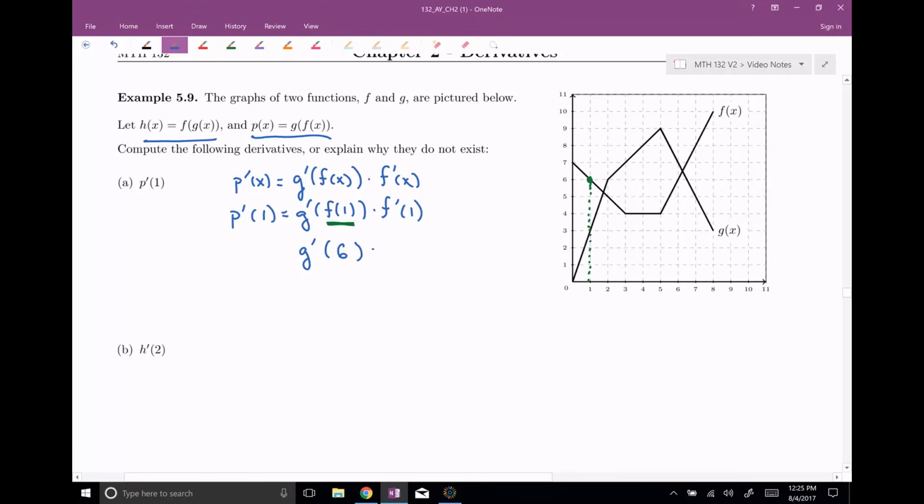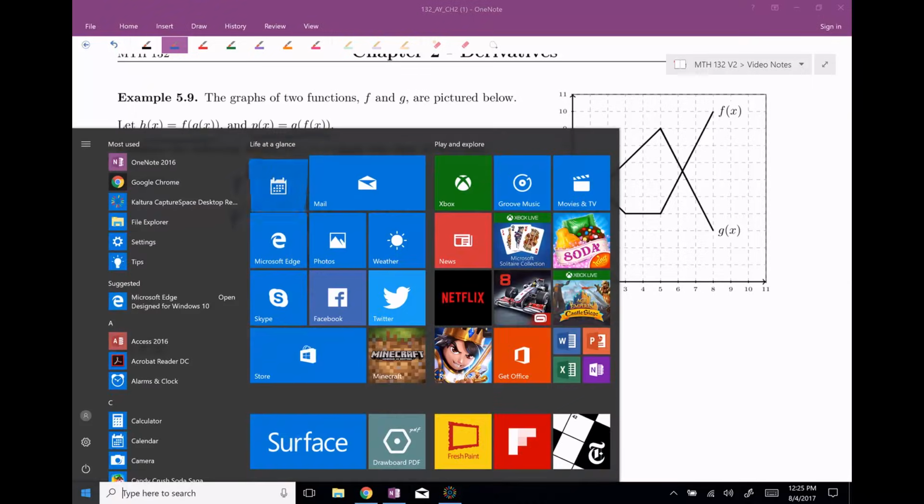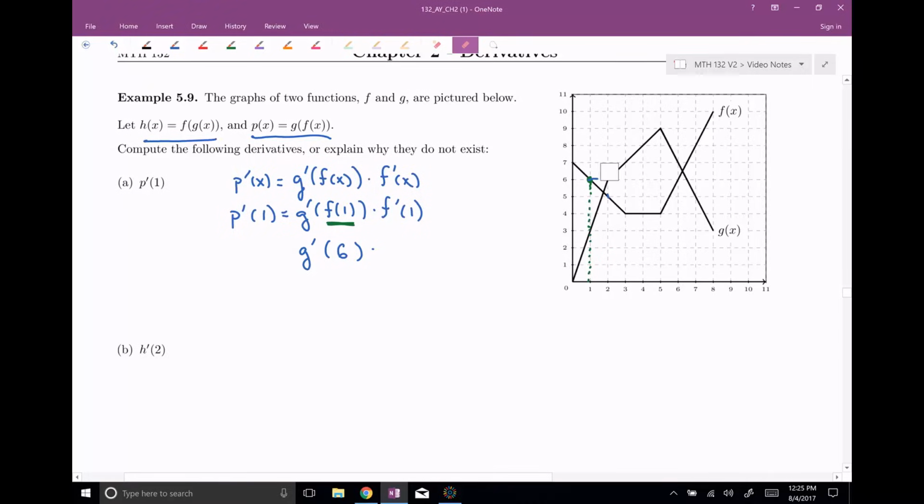f prime of 1. Remember, the derivative is the same thing as the slope. So I want the slope of the function at 1. Luckily this is a nice straight line, so I can calculate its slope very easily. I don't have an equation, so I can't actually take the derivative of anything. So I need to think graphically. The slope of this function at 1 looks like it's negative, because it's decreasing. And if I do rise over run, as I do a run of 1, I do a rise of negative 1. So the rise over run is negative 1 over 1. Therefore, the slope there is negative 1.